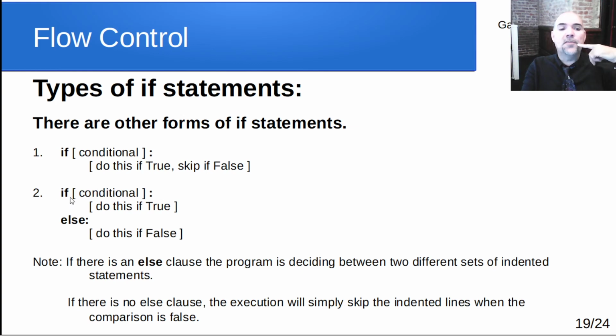So for example, we might say if the ammo is greater than 0, then fire the gun. Otherwise, make a click sound. So in other words, bang, bang, bang, bang, ammo runs out, click, click, click, click. So that allows us to have something like that, where there's 2 choices we're deciding between.